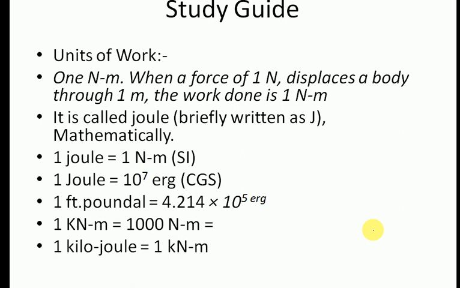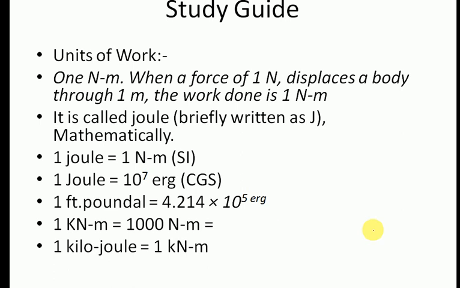Now if I apply a force of 1 Newton and I displace the object through 1 meter, I am not interested in the mass of the object. I am just applying a force of 1 Newton and I have displaced the body through 1 meter. The work done is 1 Newton into meter, which is briefly known as joule. So 1 joule equals 1 Newton into meter.